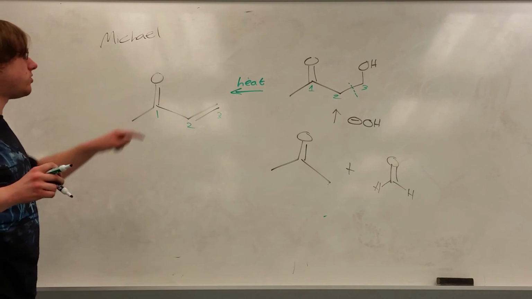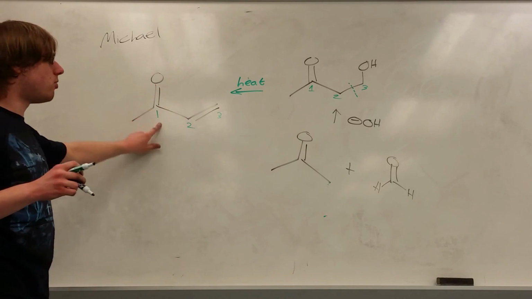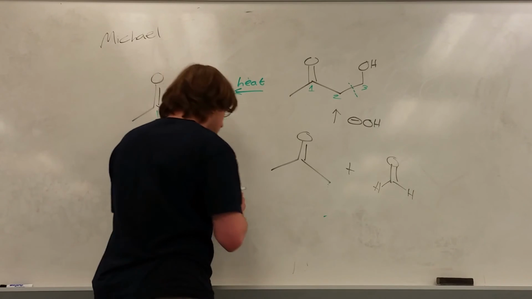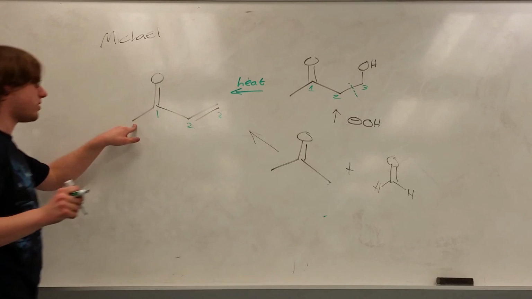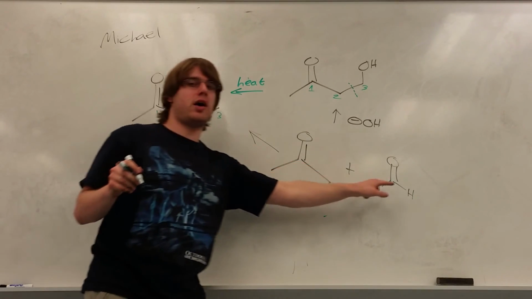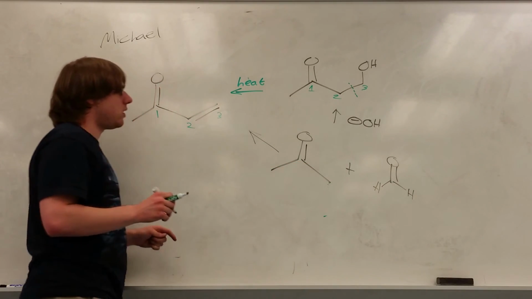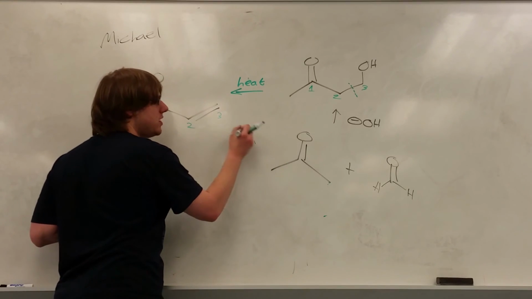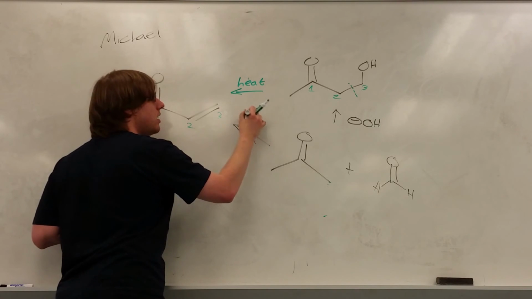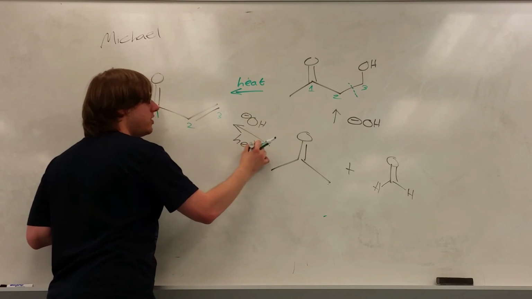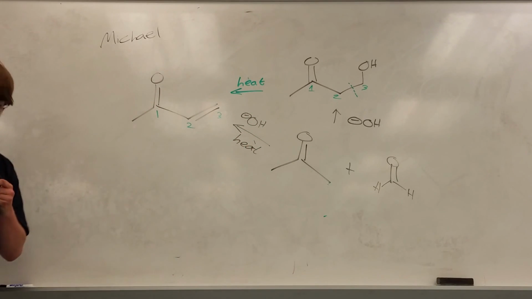So the Michael addition reactant can be formed by a reaction involving a ketone or an aldehyde, depending on if this is a methyl or an H, and formaldehyde with heat. Okay? So I could say these two pieces, and then I write OH minus and heat, and that will give me my Michael addition reactant. Okay?